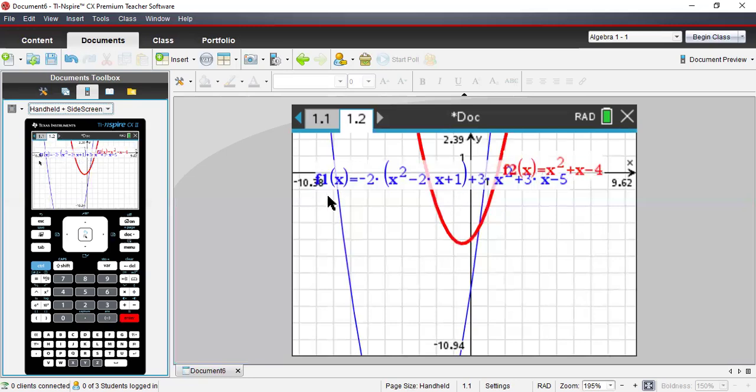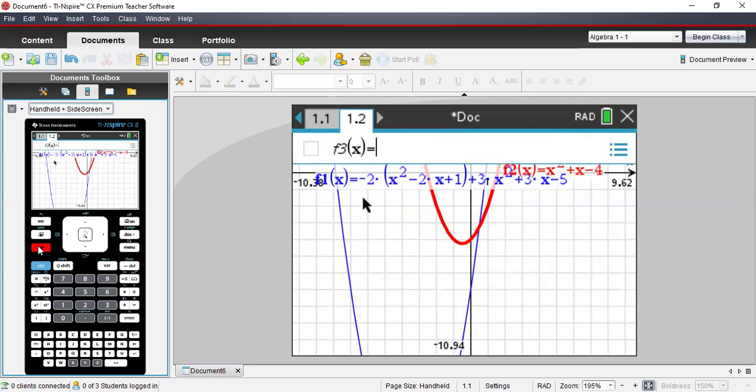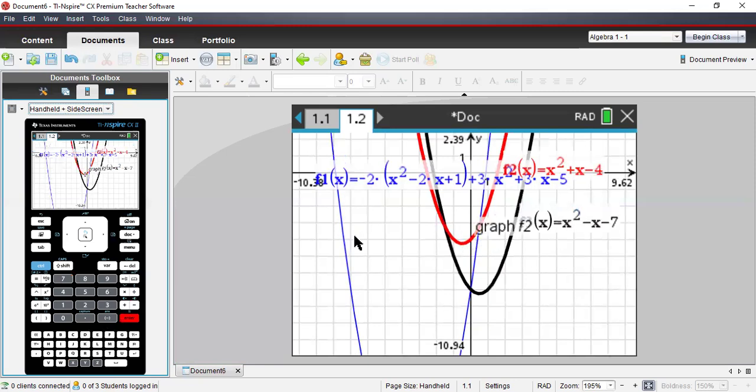There it is. You can see those two quadratics don't match, so you know that's not the answer. They're not equivalent. All right, keep it moving. Go to the next one. I'm going to put in x squared minus x minus 7. Press enter. Those don't match either. The blue one is the original one. The black one doesn't match, so they're not equivalent functions.